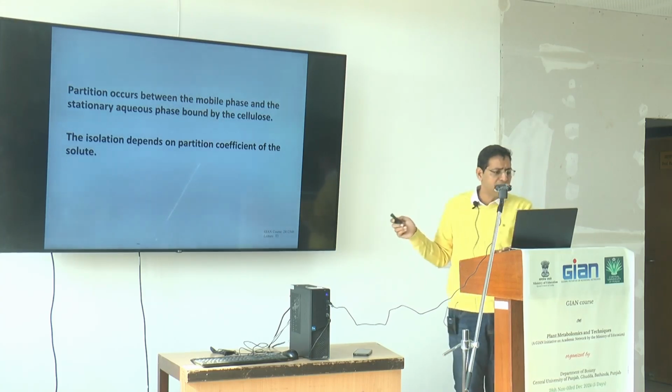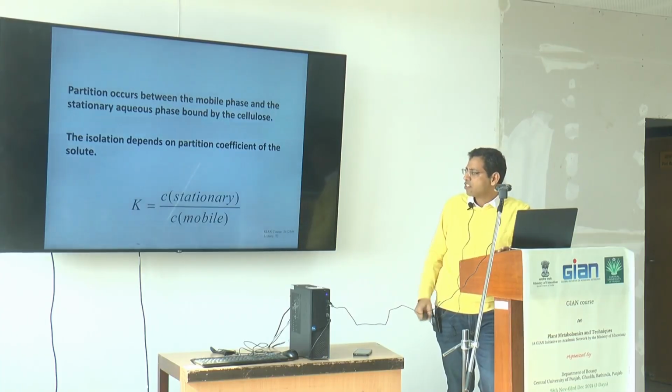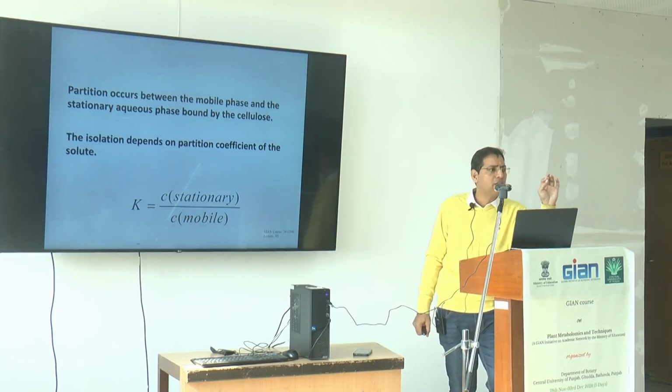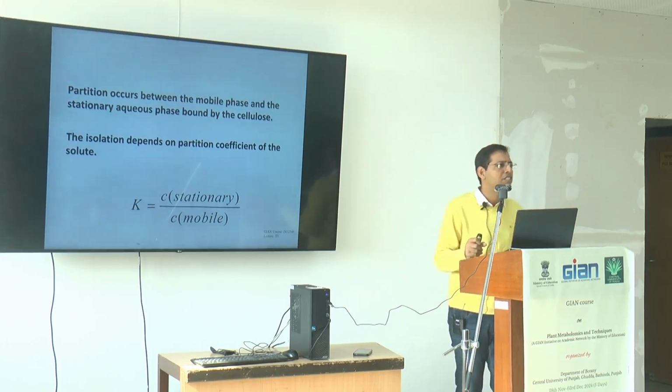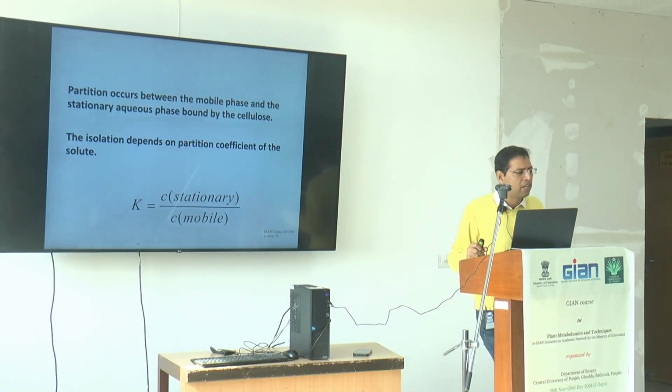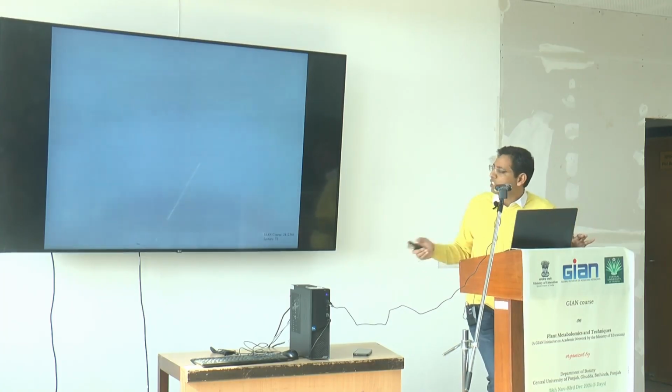So the partitioning coefficient is something that can be defined by this concept. K is equal to the concentration in the stationary phase divided by the concentration in the mobile phase. So it represents the concentration of that metabolite, at a particular time, present in the stationary phase and present in the mobile phase. So this ratio gives us a value that is labeled as the partitioning coefficient. The partitioning coefficient defines how much metabolite is present in the mobile phase and how much metabolite is present in the stationary phase.